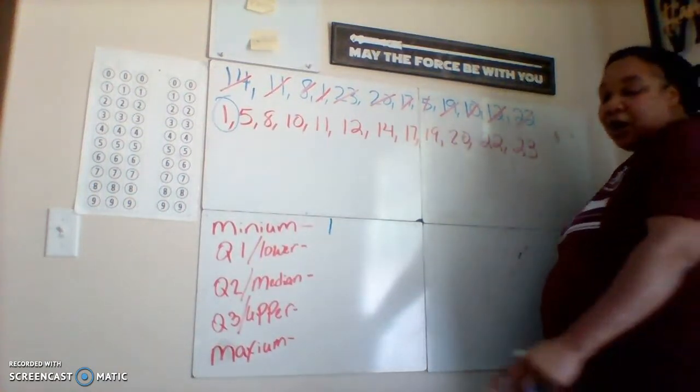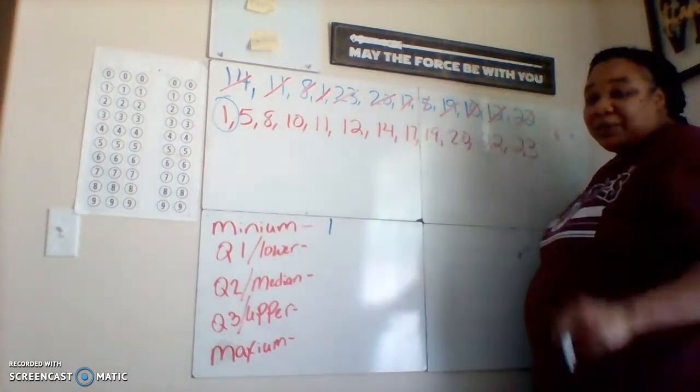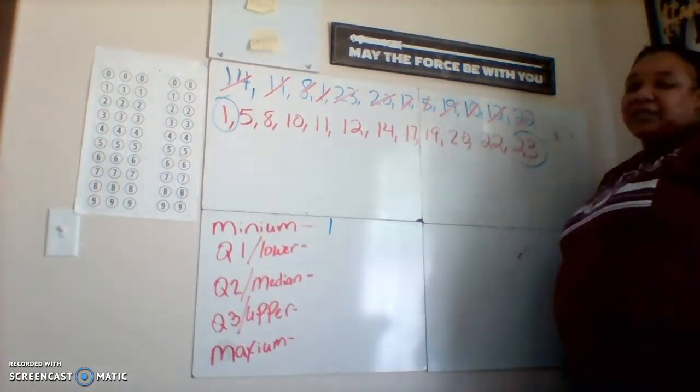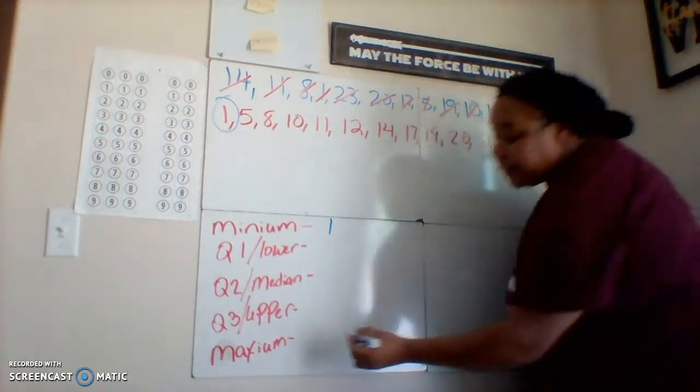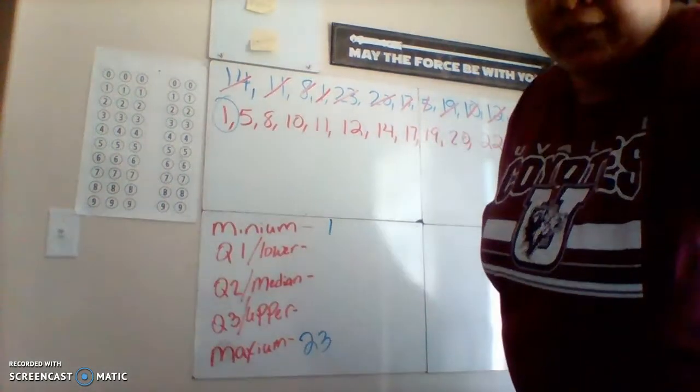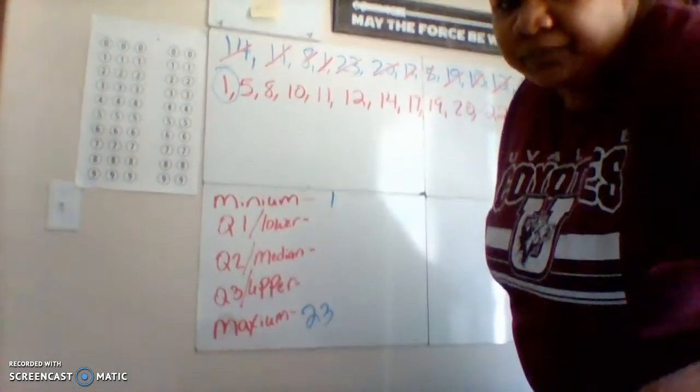Now let's look for our maximum. Our maximum is our biggest number. Our maximum is 23. Our biggest number is 23, so our maximum is 23. Okay. Move this down a little bit so you can see it.